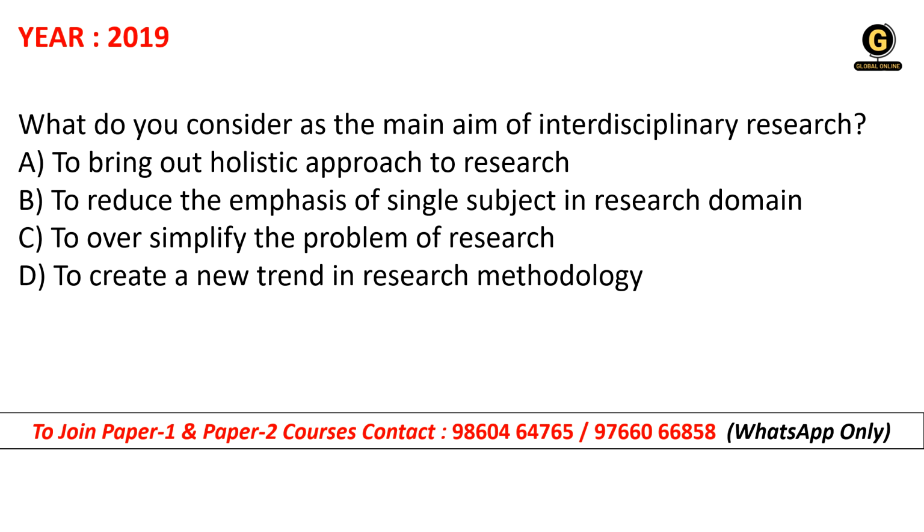What do you consider as the main aim of interdisciplinary research? A. To bring out holistic approach to research. B. To reduce the emphasis of single subject in research domain. C. To oversimplify the problem of research. And D. To create a new trend in research methodology. So the right answer is option A, to bring out holistic approach to the research.